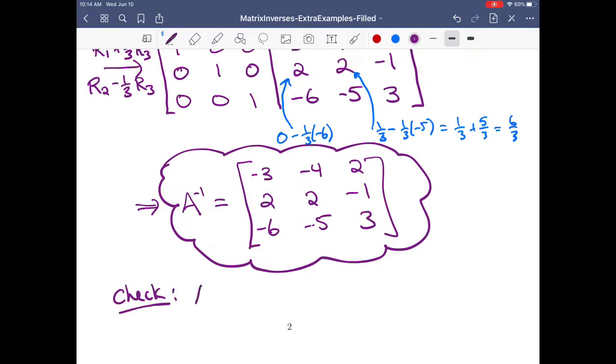If you wanted to check that it works, I'm not going to do it, but you could do A times A inverse, and you should get the identity size 3, or you could do A inverse times A. Okay, either or both of those. You should get the identity either way. Okay, that's the definition to be inverses. So again, you can check your answer.